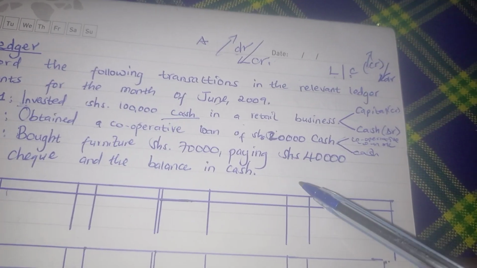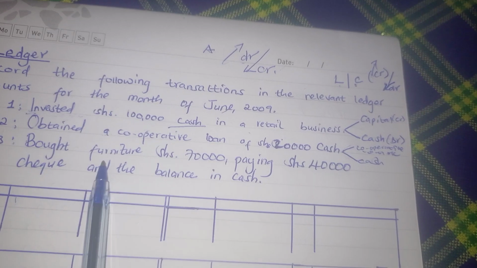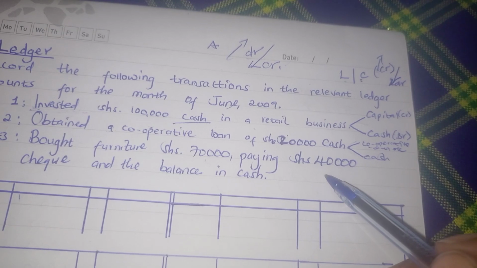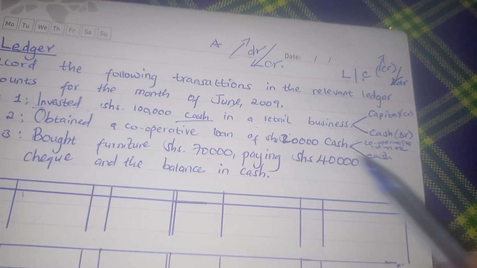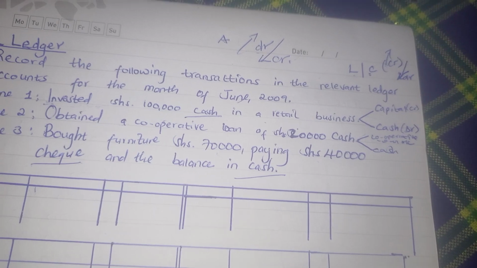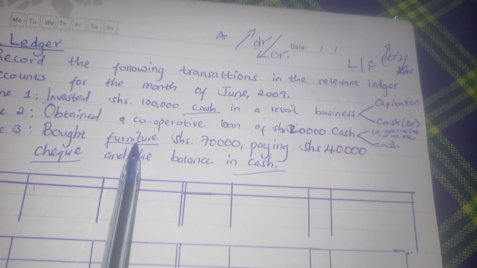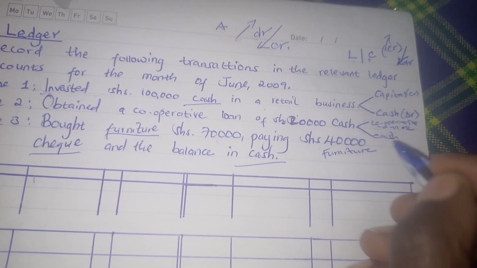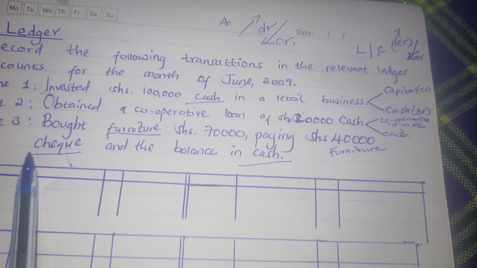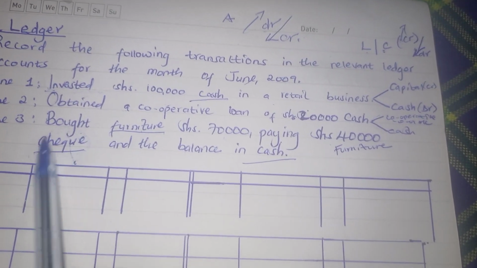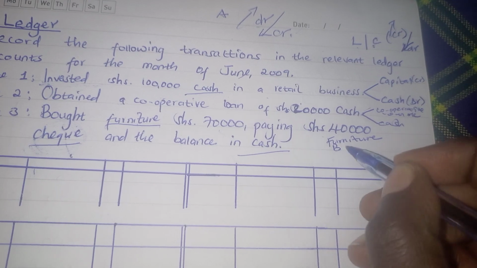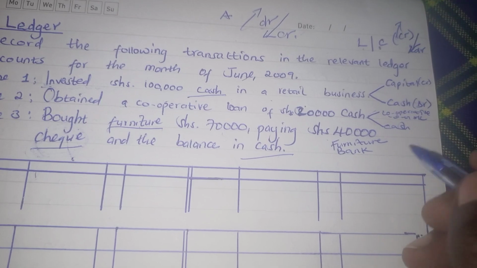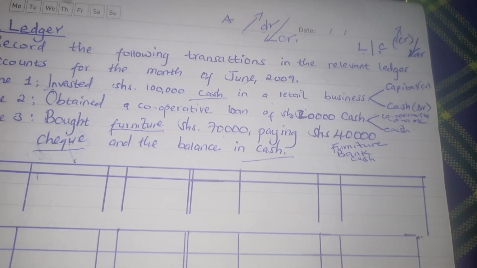So we move on to our third transaction and the last one, whereby we are told that furniture was bought amounting to 70,000, and it was paid partially by check, and the balance in cash. So we have how many accounts? What was bought is furniture, so we have a furniture account. Also, this furniture was paid in part using a check. Where do we get a check from? The bank. So we have a bank account being affected. And lastly, we have the balance that was paid in cash. Hence, the cash account is also affected.